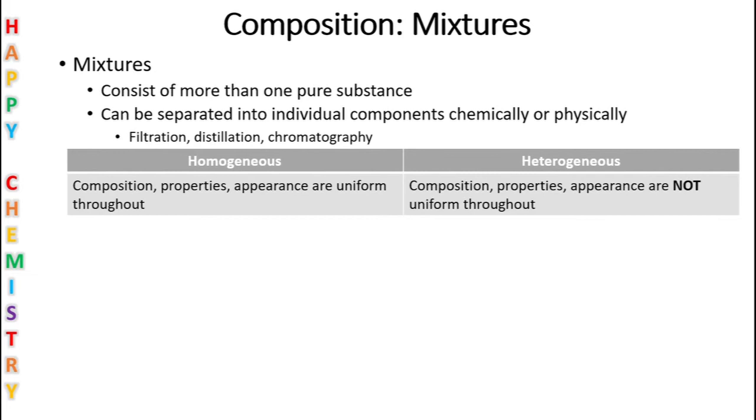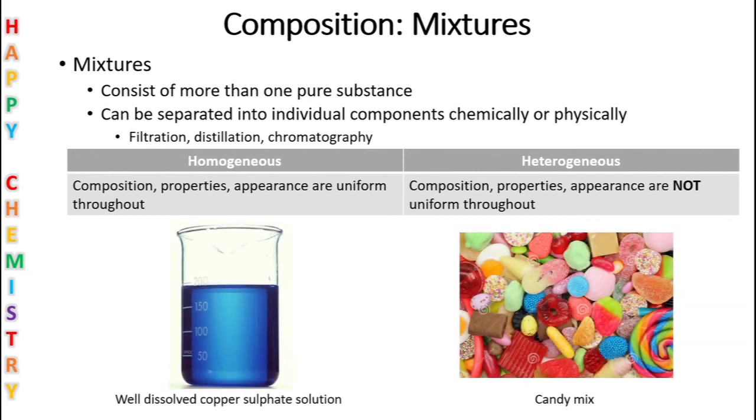An example for a homogeneous mixture is a well-dissolved copper sulfate solution. The individual components are water and solid copper sulfate. An example for a heterogeneous mixture is a candy mix. From the image you can see how the composition, properties and appearance vary throughout the mixture.